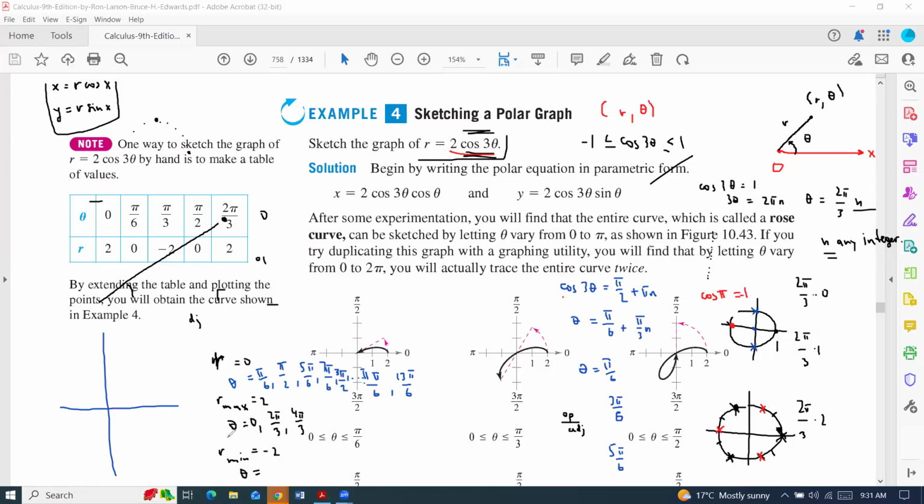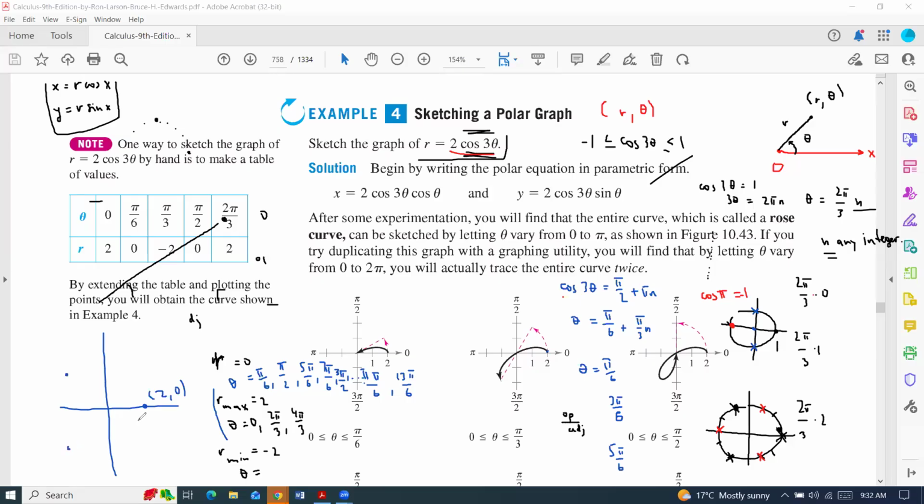Well, let's start with maximums. The maximum is when angle theta is 0. So that's going to be 2 for radius and 0 for angle. They actually have it here. And then another maximum will be when we have an angle of 2 pi over 3. So that'd be the one in here. And then another maximum will be the one there.